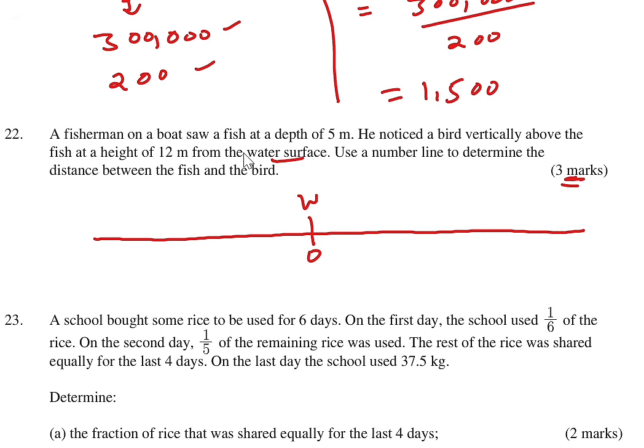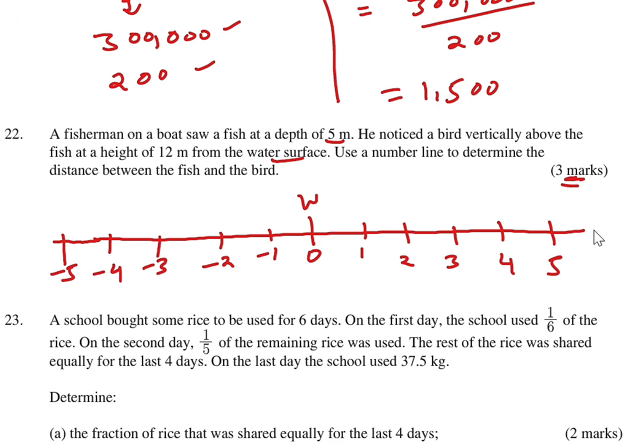Then ameangalia a fish at a depth. So fish iko chini ya water surface. Kwa hivyo iko on the left, the negative side. So I'm going to put here -1, -2, -3, -4. Then this is where you have the fish, -5. Then you have a bird which is vertically above the water surface. So iko huku juu, so iko on the positive side. So 12 meters. So I'm going to say 1, 2, 3, 4, 5, and so on.